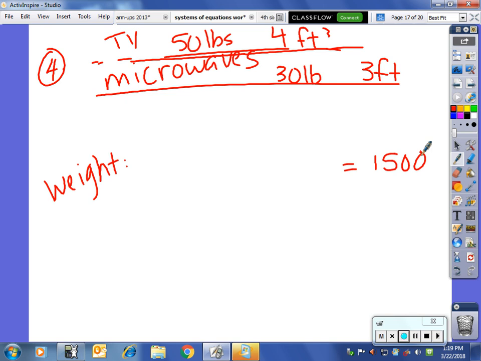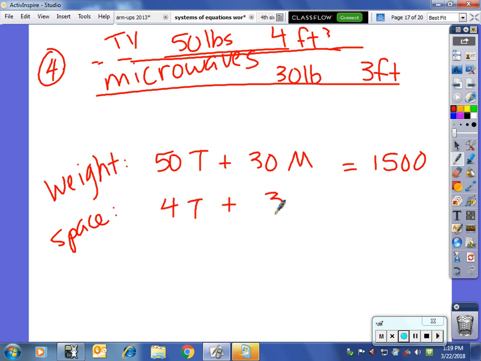So let's write an equation that's all about weight. What would that look like? 50T plus 30M equals the 1,500 pounds. That's all about weight. Now let's write one about space, about the size of the boxes, the cubic feet business. 4T plus 3M equals 138 cubic feet that are in the truck. So the truck has a certain amount of space and it has a certain total weight. So one about weight, one about the space, the size of the boxes.